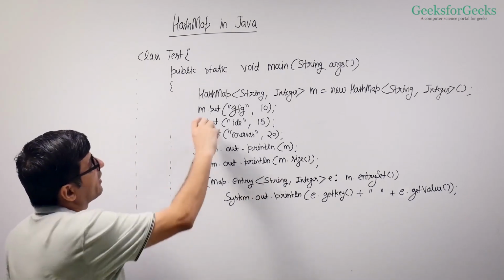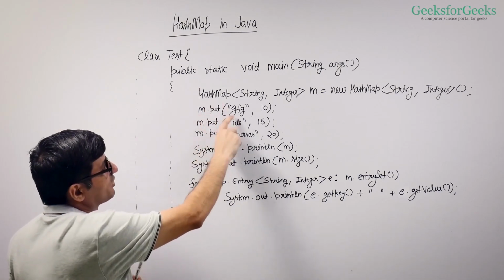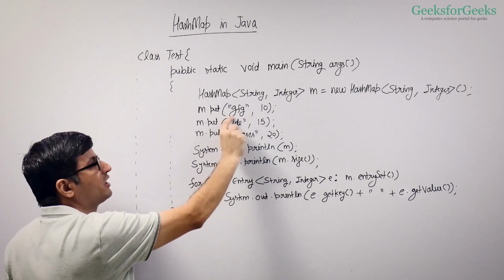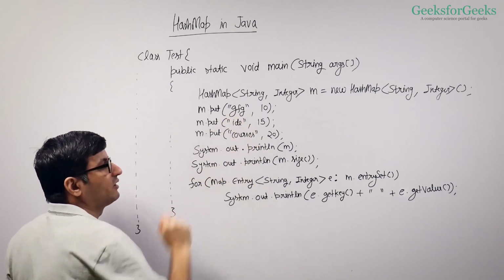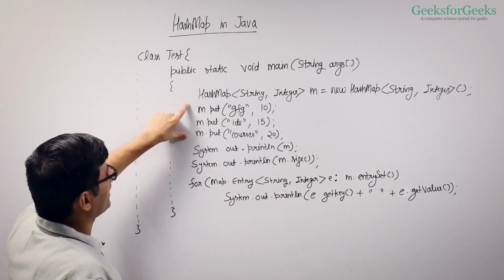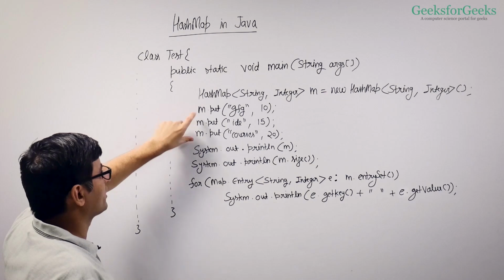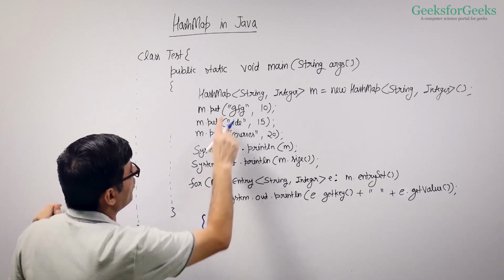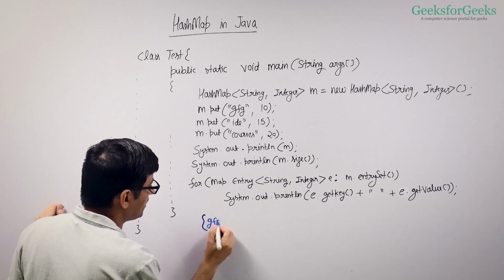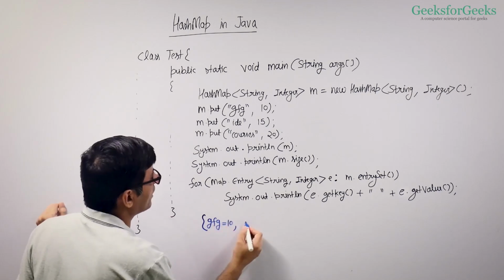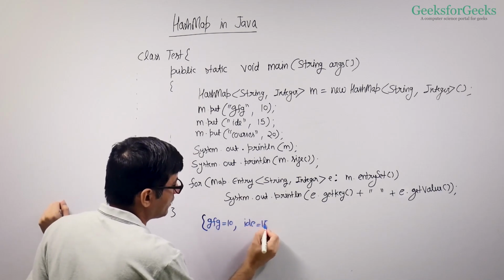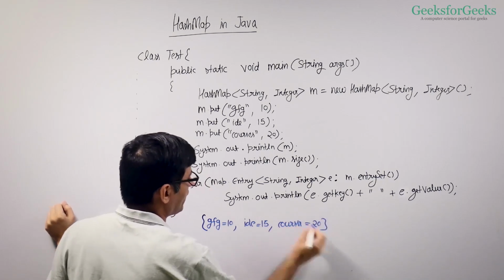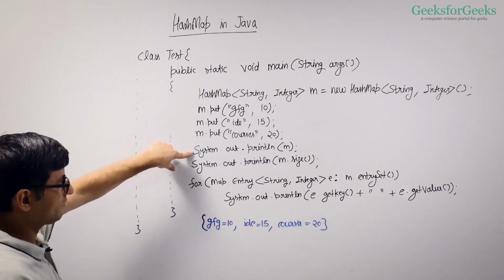Okay, so we created a HashMap. Now we put some items. So these items are actually key value pairs. There are two parameters in this function, key and value, key and value, key and value. So what happens? This creates a HashMap with three key value pairs. Now if I print this HashMap, what will I get? I will get all the three key value pairs, GFG equal to 10, comma, IDE equal to 15, comma, courses equal to 20. That's what I'll get when I print the HashMap here.